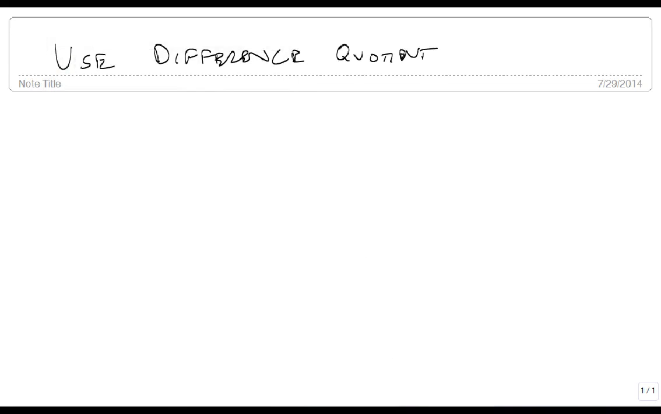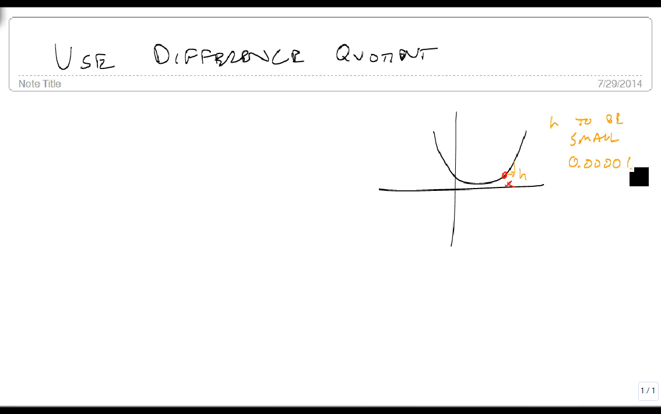We're now going to talk about a specific type of rate of change called the difference quotient. And the idea is if I have some graph and I have some point x, I want to know how much it changes by as I go h away from it. And we want h to be small. The smaller the better.